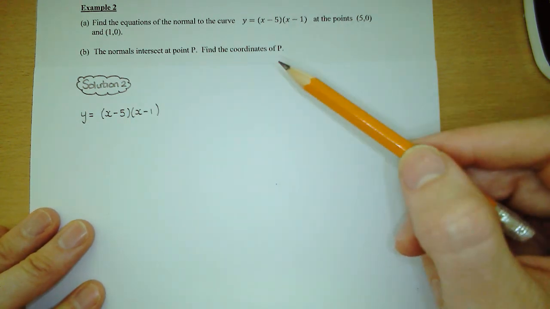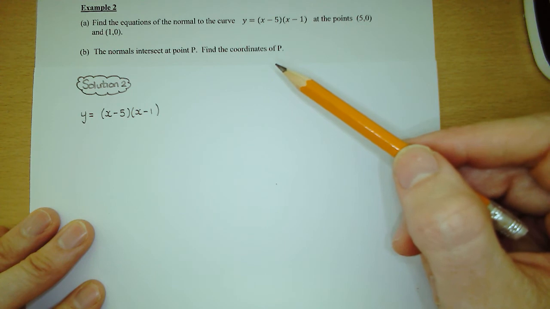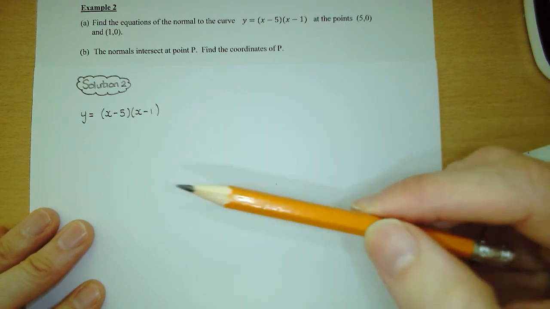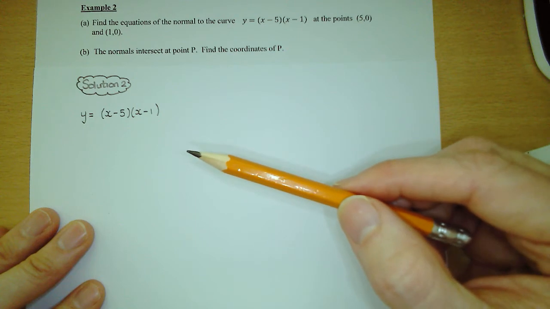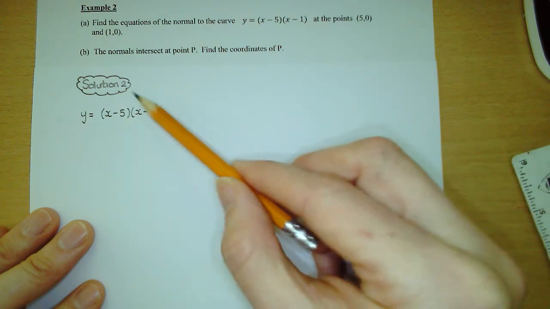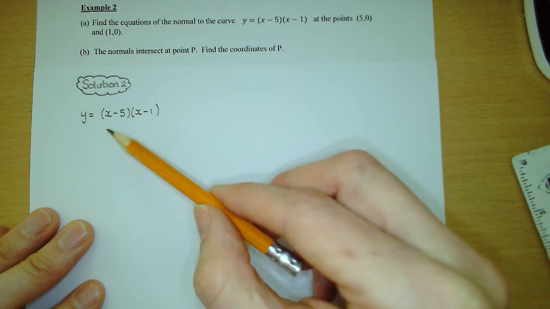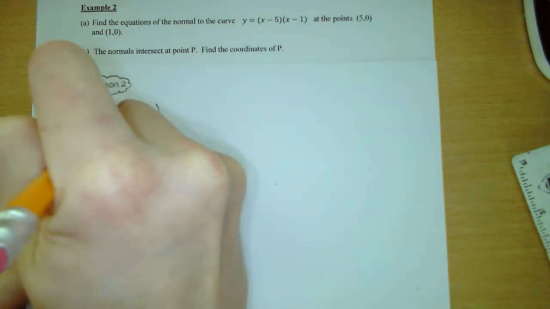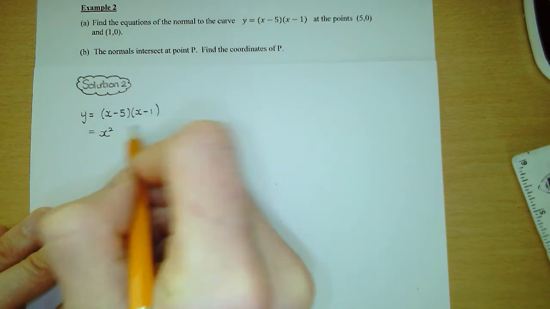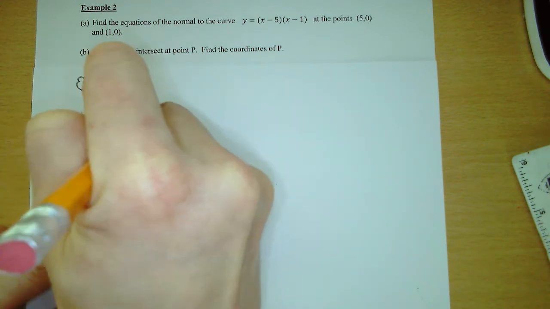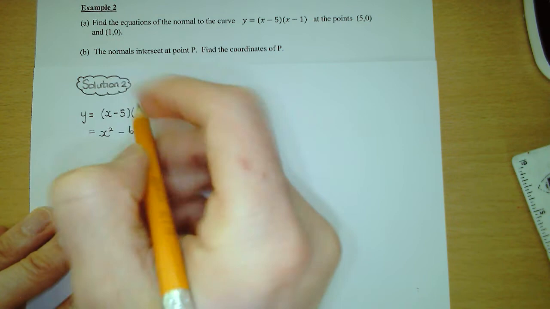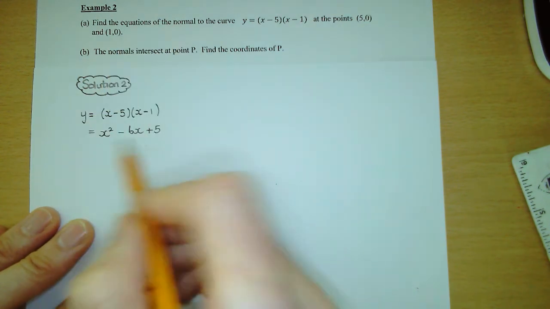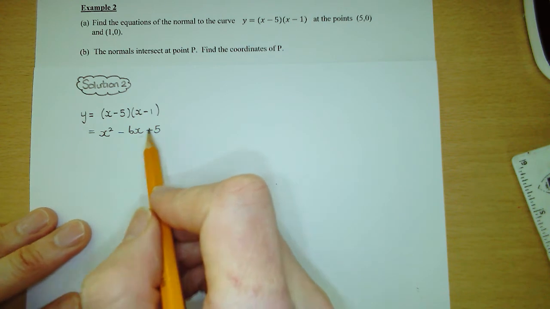Because this involves finding equations of normals or tangents, you are going to have to work out gradients at some stage. And remember, gradient means differentiate, find dy by dx. So I cannot differentiate this yet. So what I'm going to do is multiply out the brackets. So that's going to give us x squared minus x minus 5x, that's minus 6x, and then we're going to have plus 5.